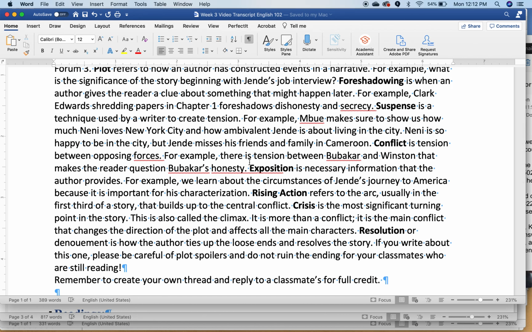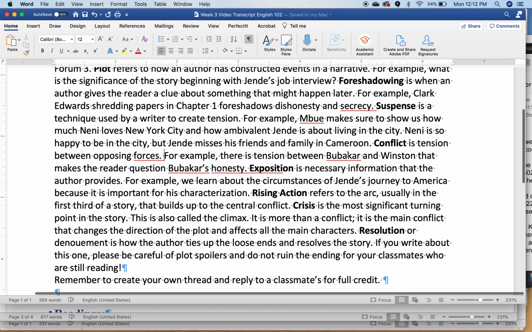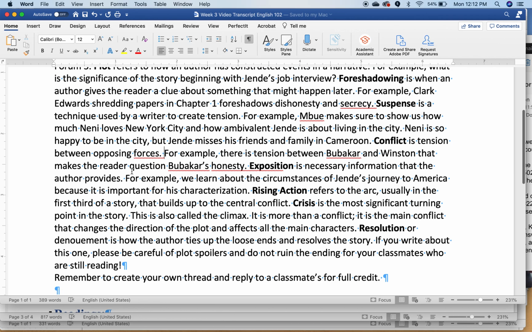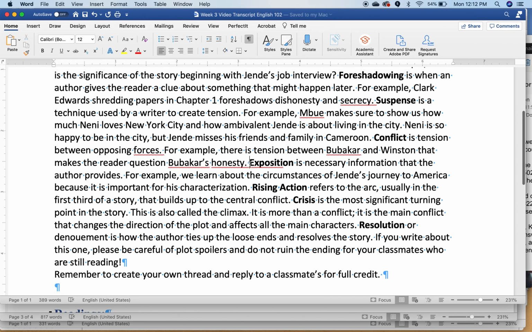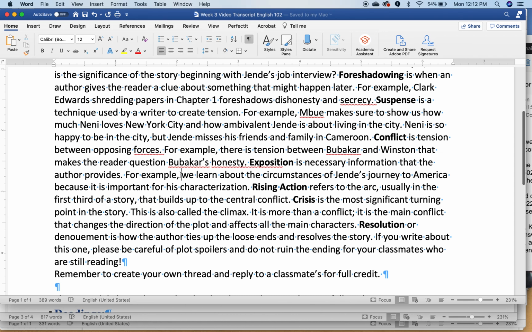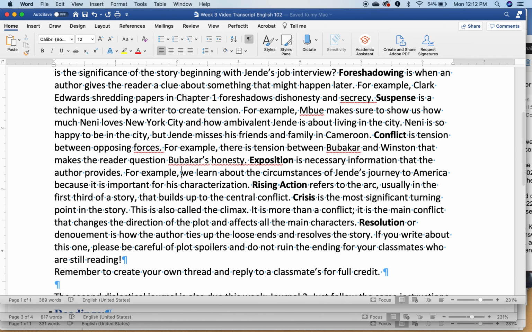Conflict is tension between opposing forces. It doesn't have to be the main conflict. That's crisis, which I talk about in a little bit. An example of conflict that is not the main conflict is the tension between Boubacar and Winston. This tension makes the reader question Boubacar's honesty. Exposition is necessary information that the author provides. For example, we learn about the circumstances of Jende's journey to America because it is important for his characterization.